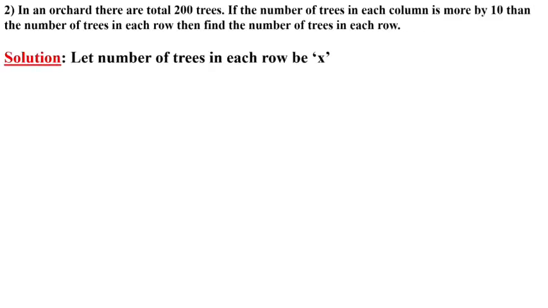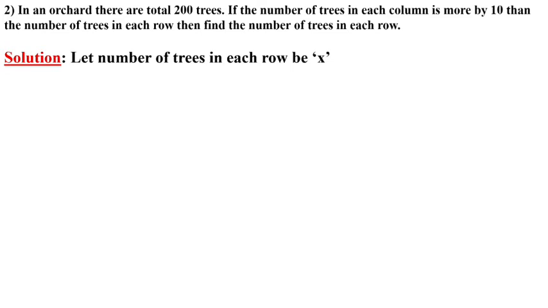The second one is given. In an orchard, there are a total of 200 trees. If the number of trees in each column is more by 10 than the number of trees in each row, find the number of trees in each row.